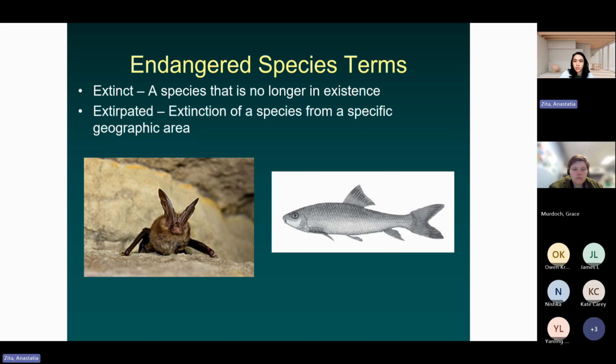So endangered species, extinction is when a species no longer exists, period. And an extirpated species is the extinction of a species from a specific geographical area. So on the left, long-eared bats are endangered federally, and then on the right, the hair-lip sucker are completely extinct, so they no longer exist.